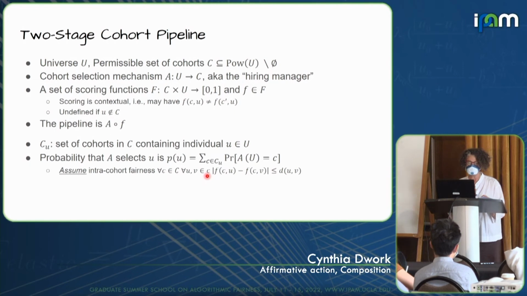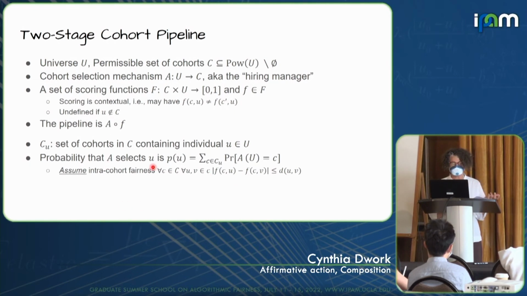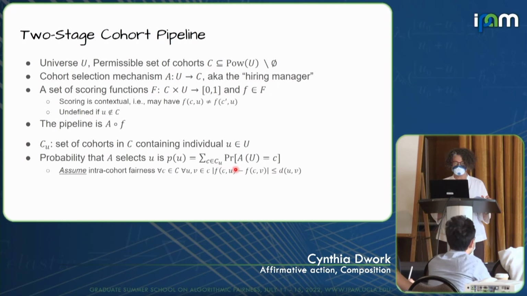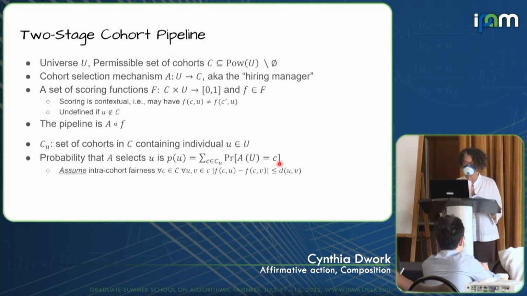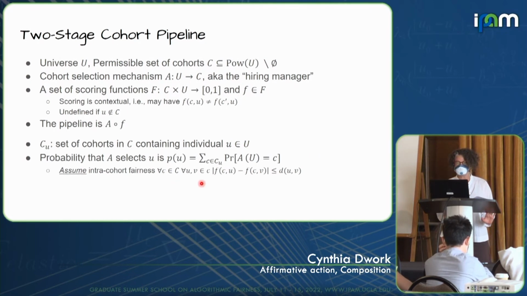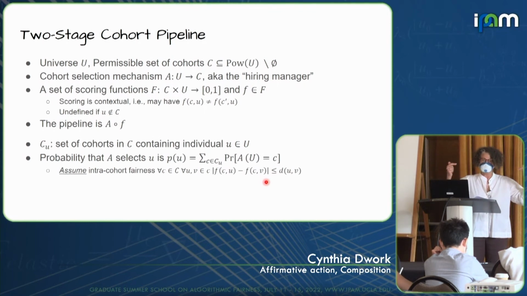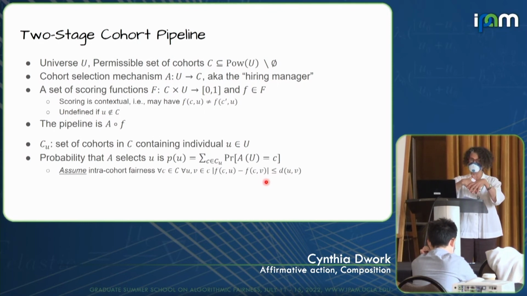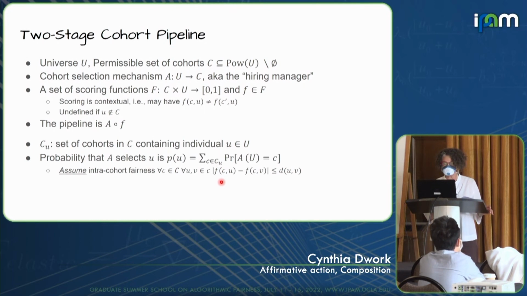And we're going to let the probability that A selects individual U be denoted by P of U, and it's the sum over all of the possible cohorts that contain U of the probability that that cohort was selected. And we're only going to be interested in cases where the scoring function is fair, at least within a cohort. So if U and V are both in the same cohort C, then the scoring function, F of C, U minus F of C, V, that difference should be bounded by the distance between U and V.